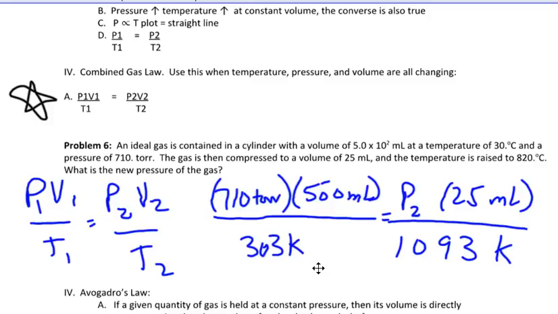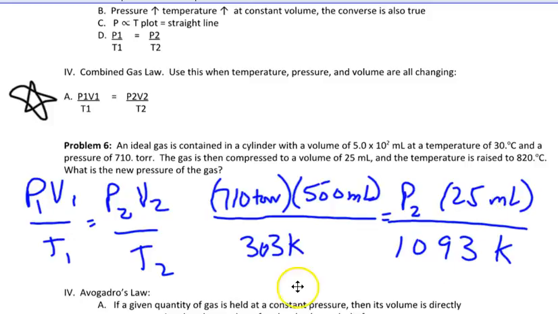So we're looking for a new pressure. Well, what's happening to volume? Volume's going from 500 with 2 sig figs. I converted scientific notation to regular. So 500 mils to 25 mils. Volume went way down, okay? What would that do to pressure just alone? Well, if volume goes down, pressure goes up, okay? So I should expect by volume a higher pressure.